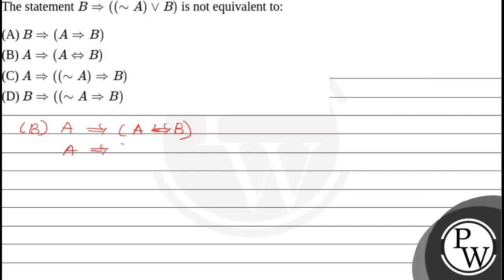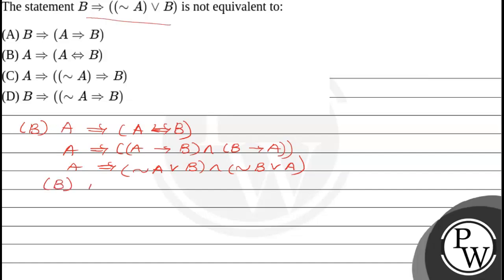So we will have A implies B and B implies A. So on solving this further, we will get A implies negation A or B and negation B or A. So this is clearly not equivalent to what is given in the question. So we will write option B is not equivalent. Now next let's simplify option C.